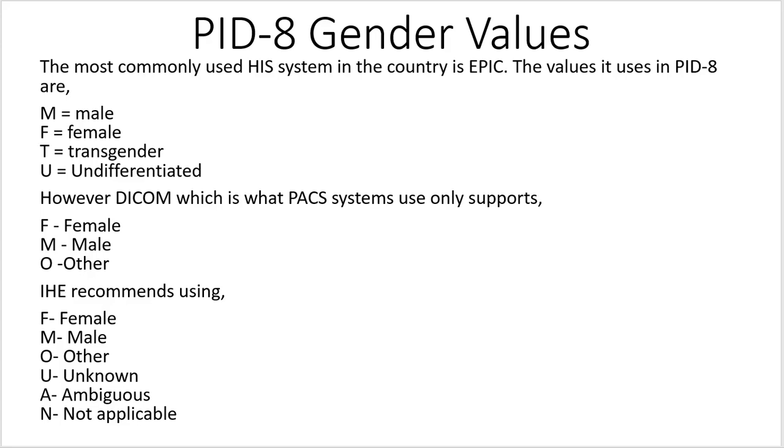The most commonly used hospital information system in the country is Epic, and the values it puts in PID are M for male, F for female, T for transgender, and U for undifferentiated. However, DICOM, which is what all the PACS systems use, only supports F, M, and O. And IHE recommends F, M, O, U, A, and N.